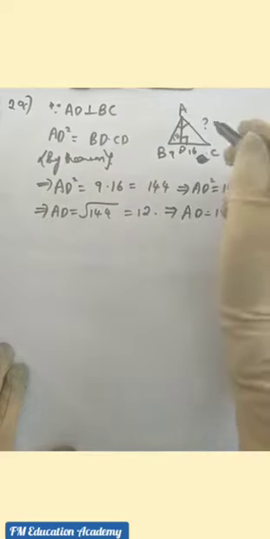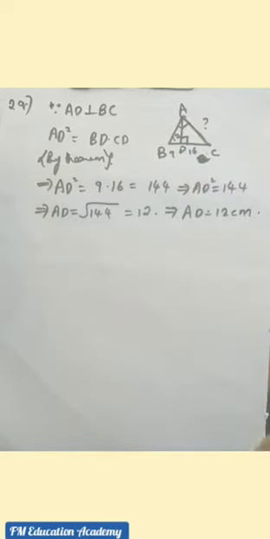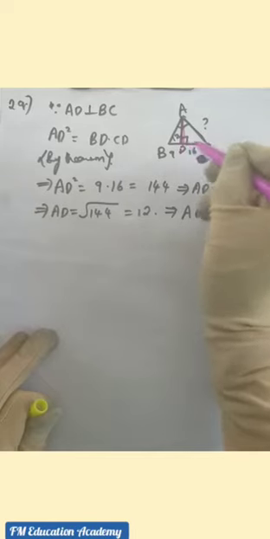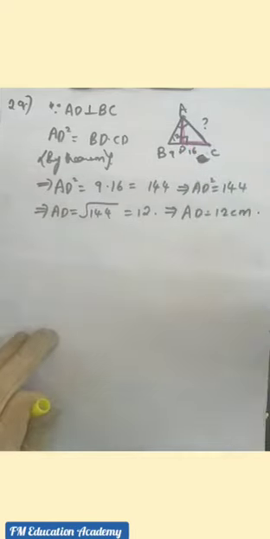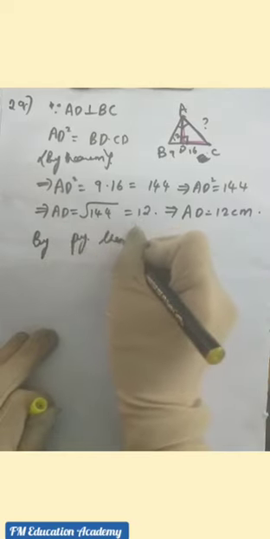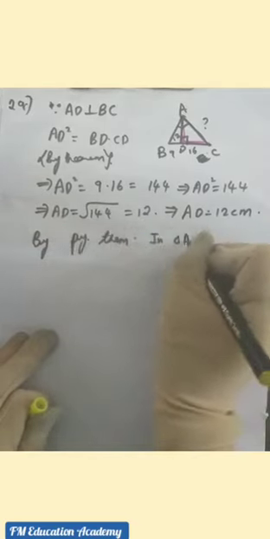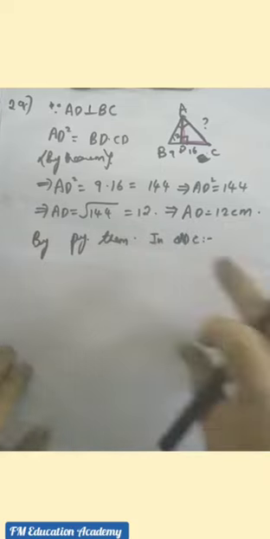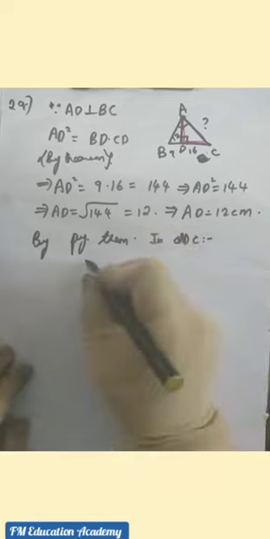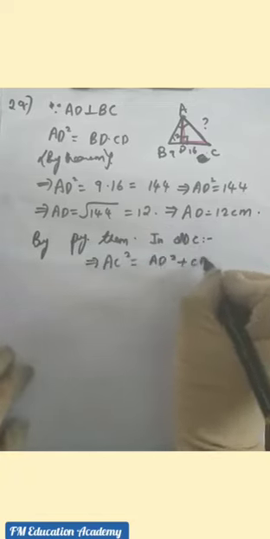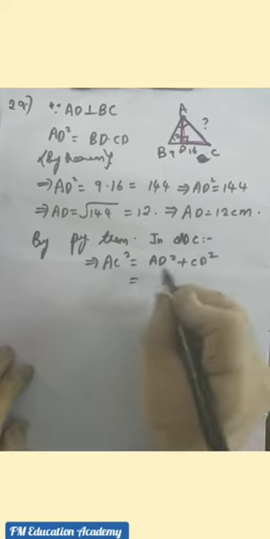Now easily we can find out AC. How? AD square plus CD square is equal to AC square by Pythagoras theorem. So by Pythagoras theorem in triangle ADC, AC square is equal to AD square plus CD square. For your understanding I am writing many steps, but since it is an objective type question you can skip all the steps and write directly.